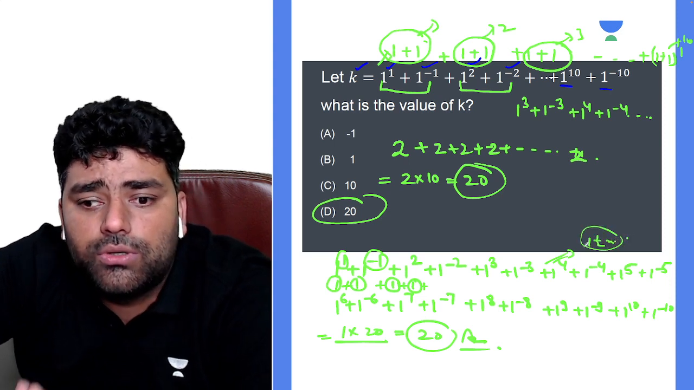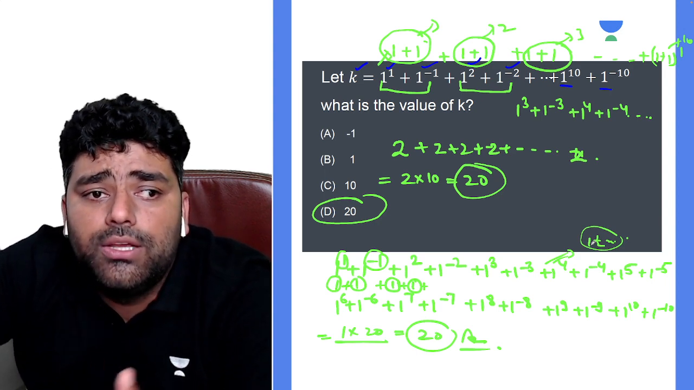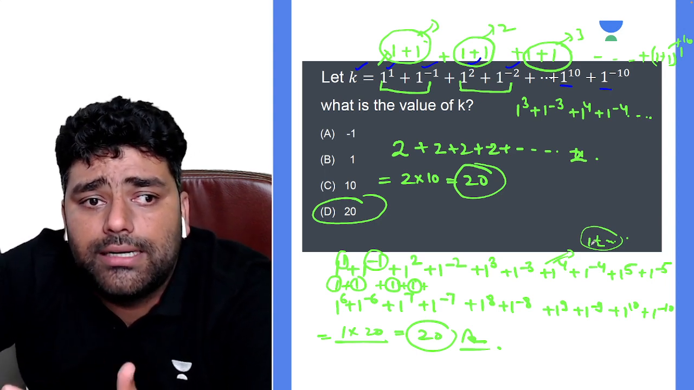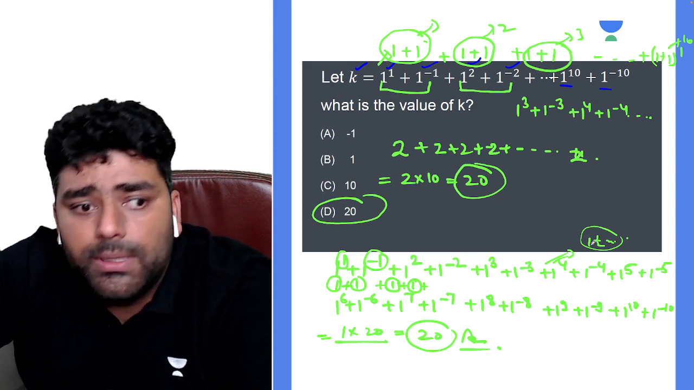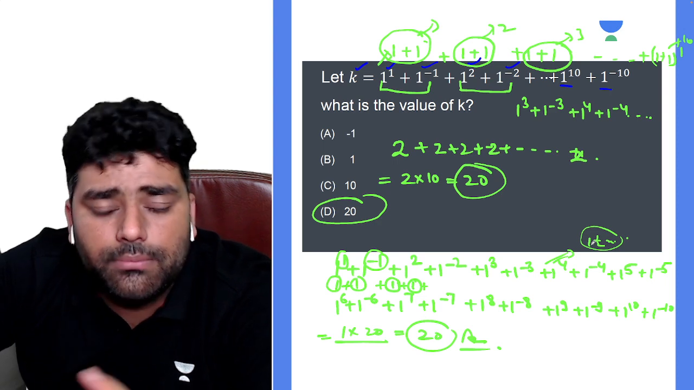So better not to do the question wrong, or not to skip this type of question, because ultimately you can easily find out the answer. If you write down till 1 to the power 10, you will definitely find out the answer. So better you solve it. Let's take a little bit more time, but solve.